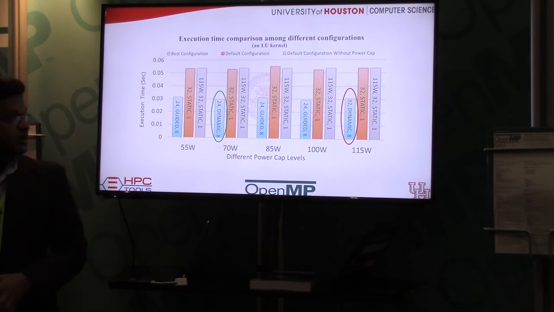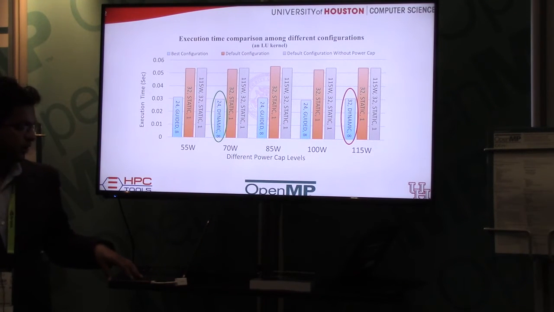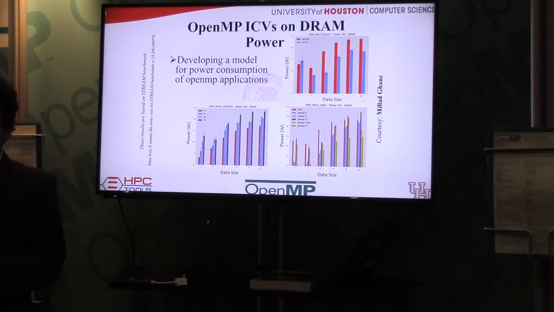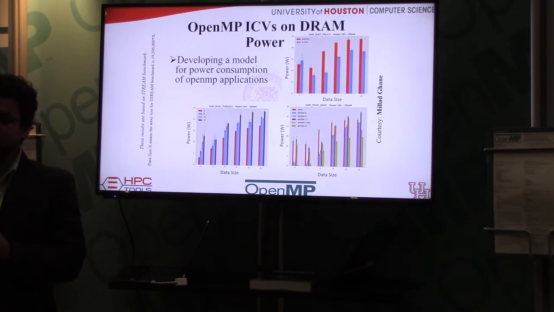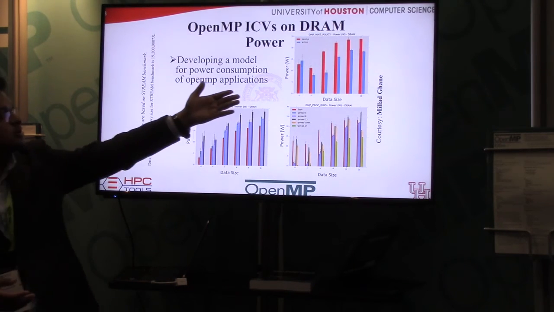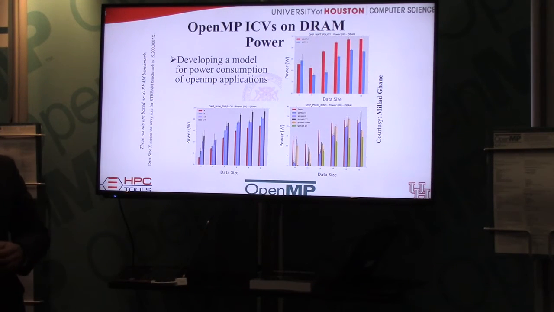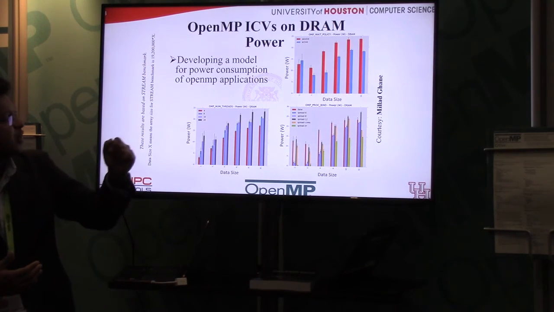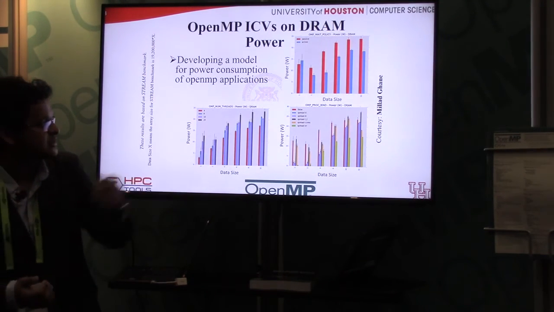There have been some other works being done in my lab by some of my other colleagues. One of the works is how much this affects the power consumption of DRAM. Can we change the power consumption of DRAM based on this configuration selection? We did these experiments on the STREAM benchmark, and here you can see the impact of wait policy, number of threads, and process bind.